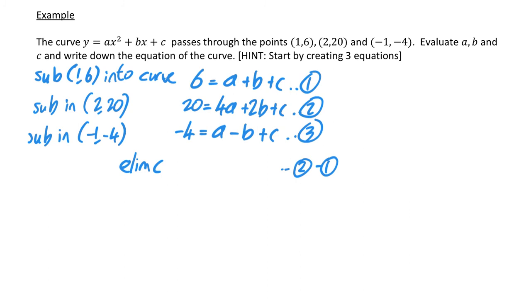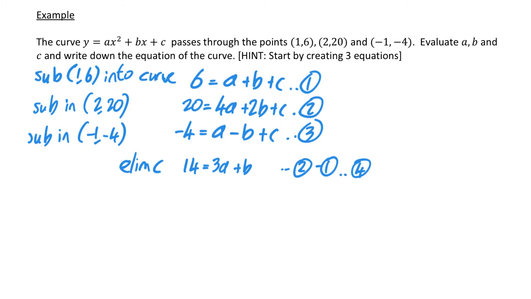So 20 minus 6 is going to be 14. And then you've got 4a in your equation 2. You've got 1a in your equation 1. 4a minus 1a is going to be 3a. And 2b minus b is just b. And c minus c is just 0. So that's what you've got. And of course, we're going to give that another name. We're going to call that equation 4.